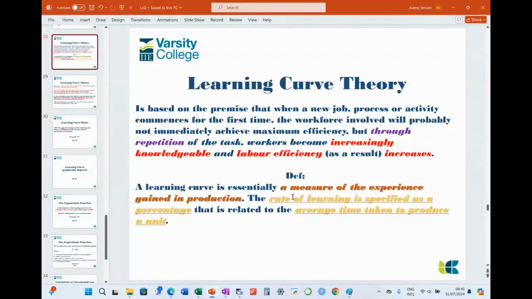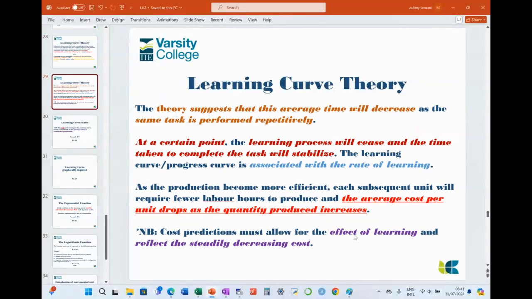So here it says a learning curve is essentially a measure of the experience gained in production. All right, that's pretty much what Ash was talking about. The rate of learning is specified as a percentage that is related to the average time taken to produce a unit. So that is what you can take away in a nutshell. We're looking at the average time taken to produce a unit.